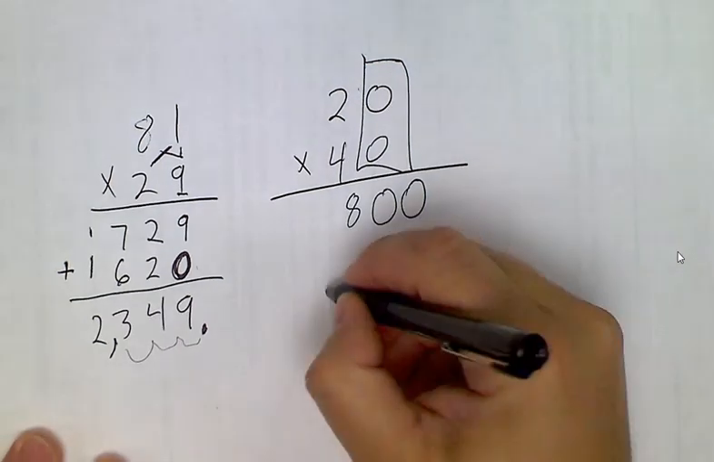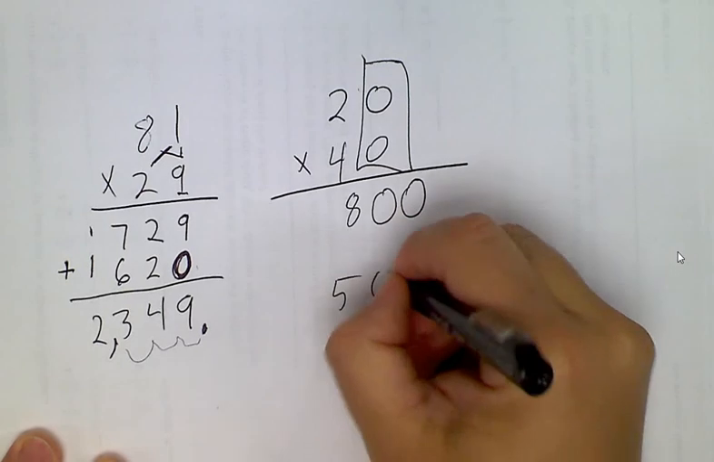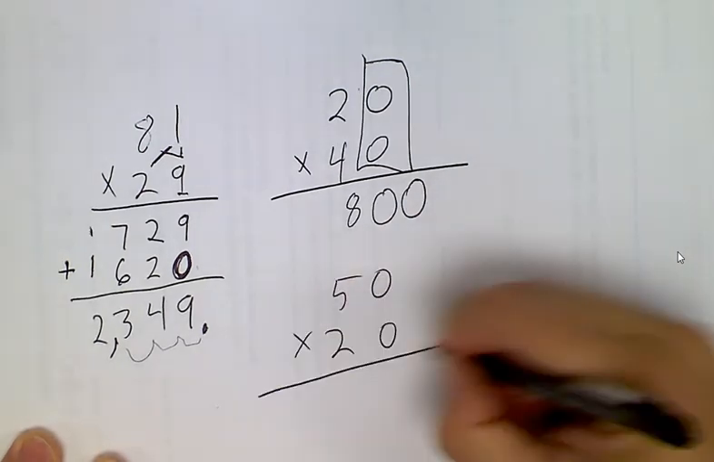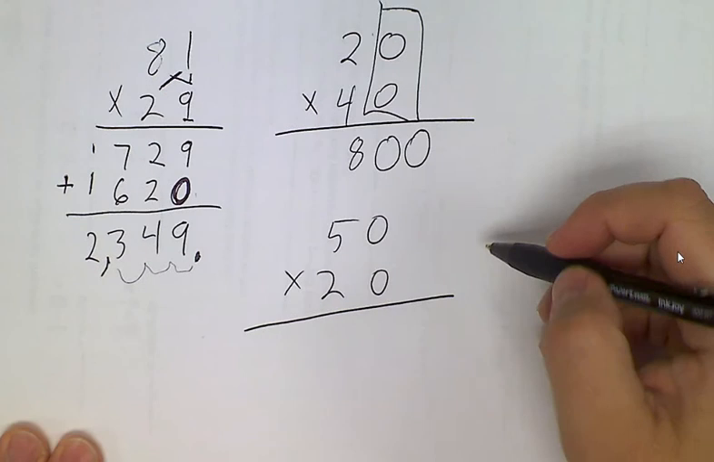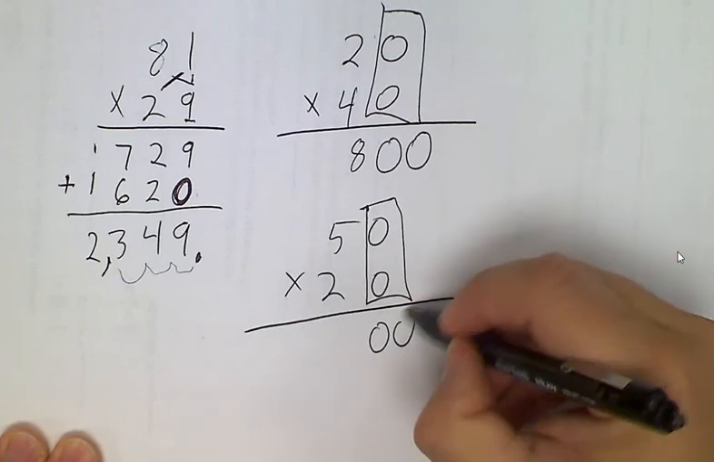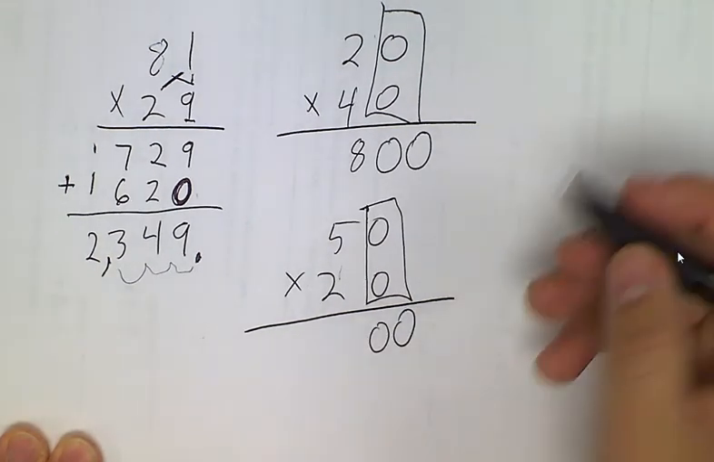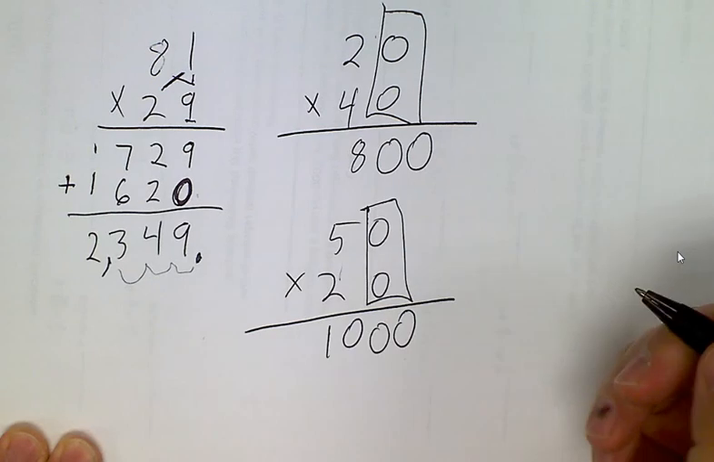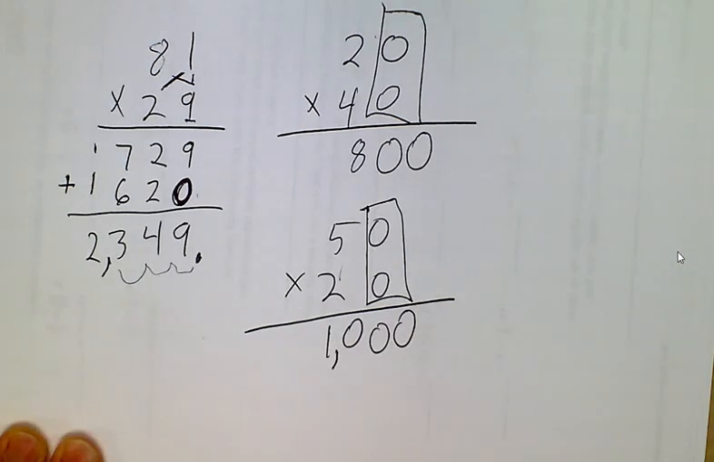How about this one? Let's do 50 times 20. Well, how many zeros? 2 zeros. Bring them down. 5 times 2 is 10. So my number is 1,000. Put our comma in the correct place.